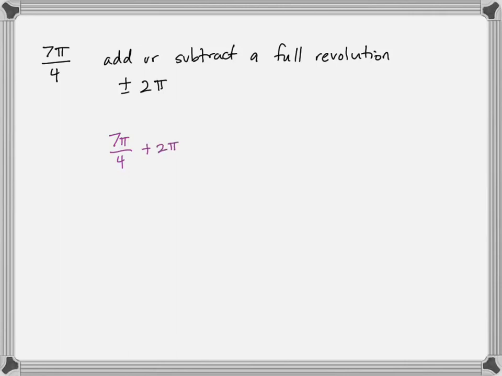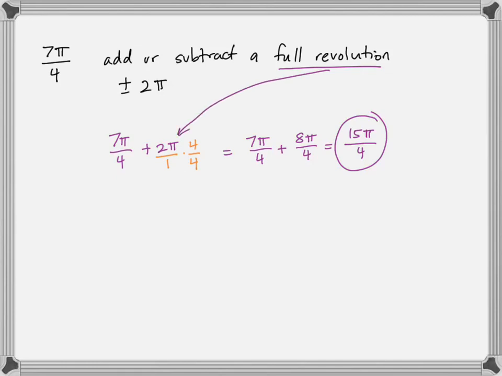All right, so without converting to degrees, I'm going to have to think of this as 2 pi over 1 and get a common denominator so I can add those fractions. So I'm going to multiply this by 4 over 4. And that gives me 7 pi over 4 plus 8 pi over 4. And I get 15 pi over 4. Okay, so by adding on a full revolution, it involved a little bit of common denominatoring, but we got 15 pi over 4.